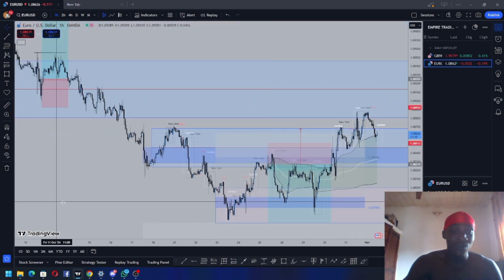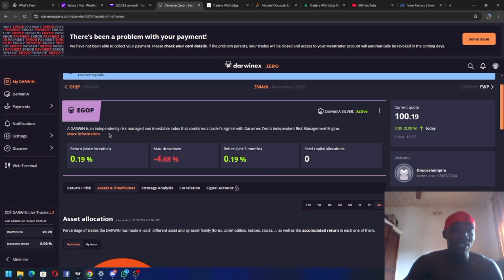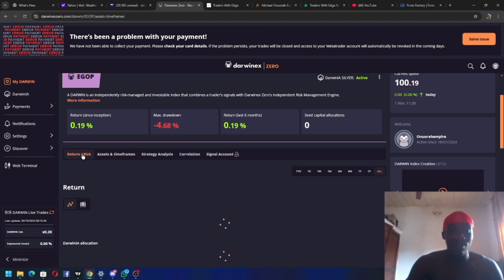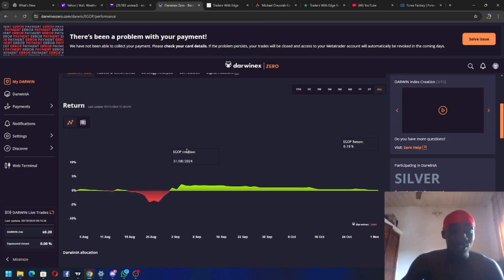And yeah, that's my Darwinex, guys. You can see my Darwinex. My payment is due already, so we got to subscribe for the month again.